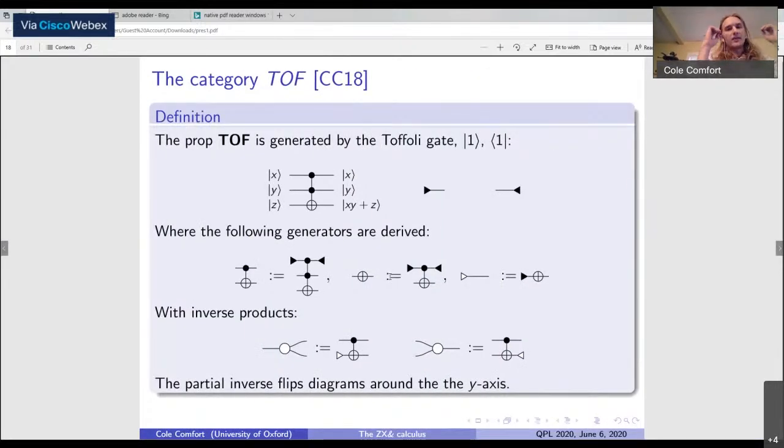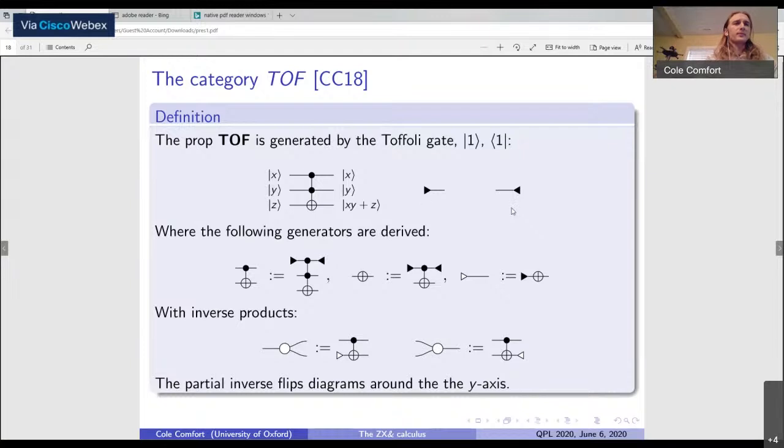So now I'll get to the actual thing that people might be interested in. I talked about this prop TOF. These are the generators up top here, and I've just annotated the Toffoli gate by its action. It acts on the first two qubits as the identity, and on the third it multiplies the first two and then adds the third.